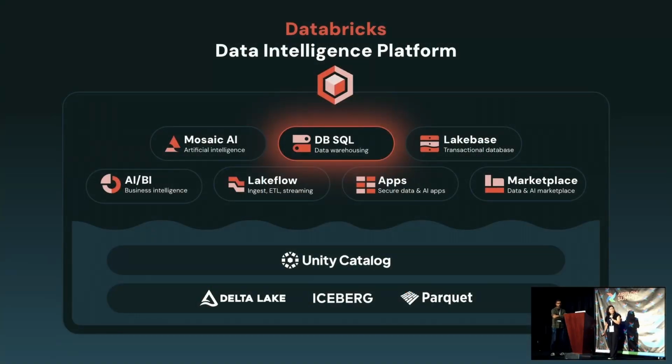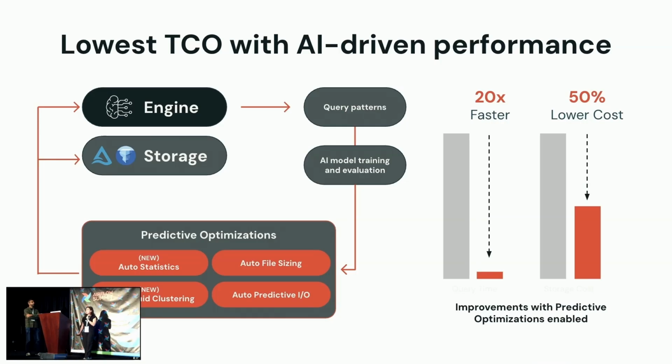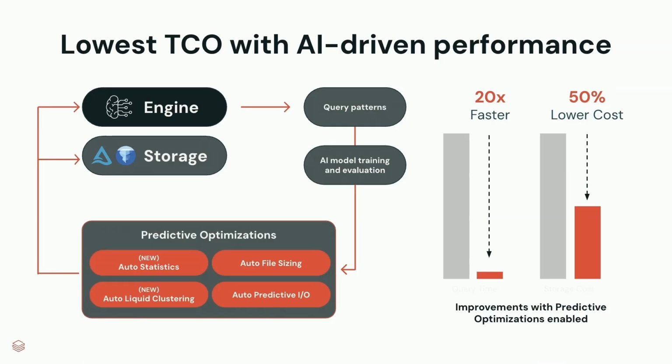Databricks SQL is our data warehousing product. And we offer industry-leading TCO with AI-driven performance. And we do this with our predictive optimization. So what we do is we use AI to analyze your query patterns, data access patterns, table structure, and automatically optimizes everything else. And so we optimize with both storage layout, liquid clustering, predictive I/O. And the results speak for themselves. We offer 20 times faster at 50% lower cost for queries in many cases.